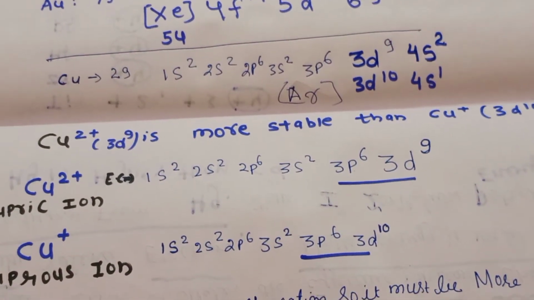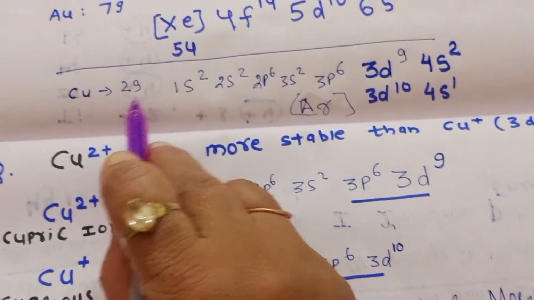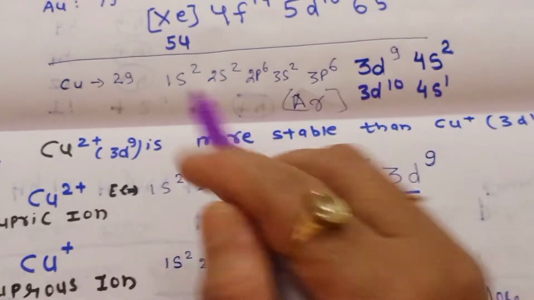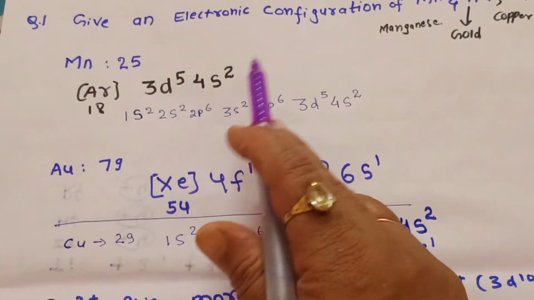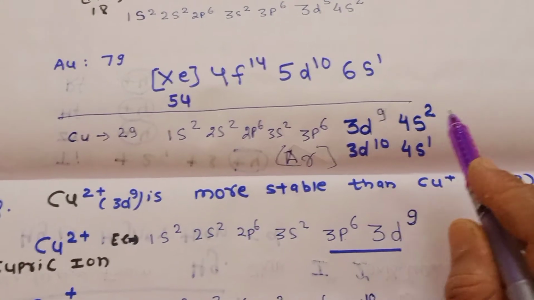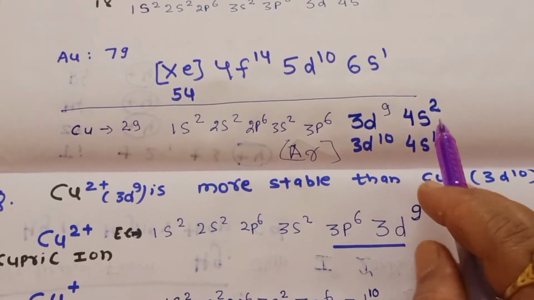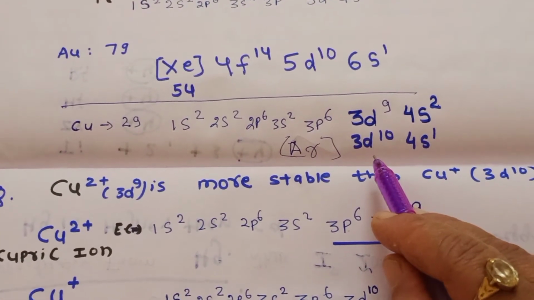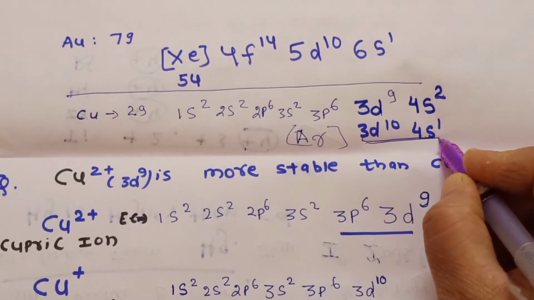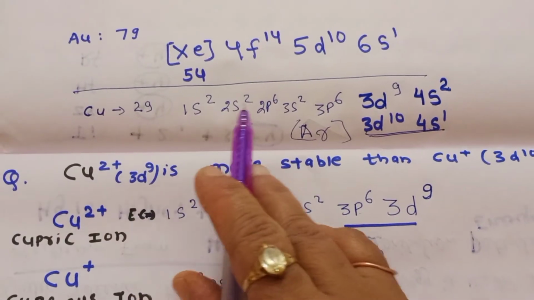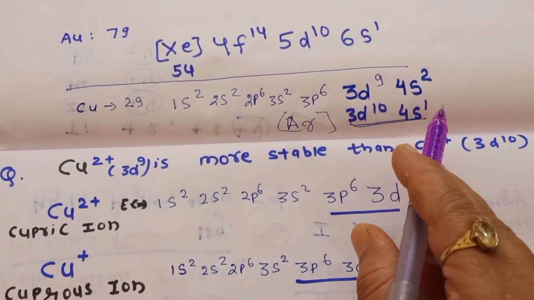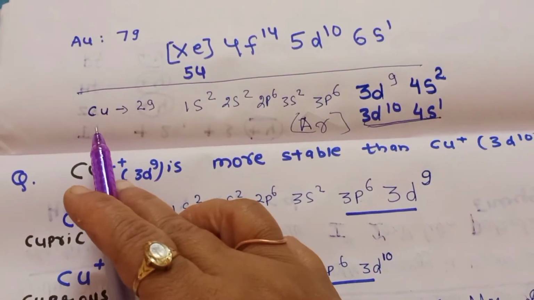When we are writing the electronic configuration of the d block, there is a trick. If it is 29, it will come directly as 3d9 4s2. If it is 25, we write 3d5 4s2. So here we would write 3d9 4s2, but we know that one electron shifts, as this gives a stable configuration. 3d10 4s1 is the stable configuration of copper. So we write 1s2 2s2 2p6 3s2 3p6 3d10 4s1 as the stable configuration. Now this is for the copper atom.